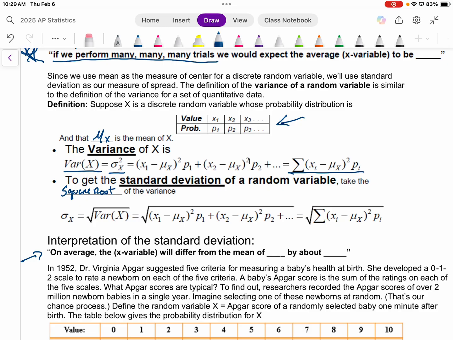The interpretation of the standard deviation: we say on average, the number of goals scored in the NHL problem will differ from the mean of, we state what the mean is, and then by about, well, what is the standard deviation? So that's our little phrasing we try to memorize and recite as we do a free response. We're also looking for those as the key way on the multiple choice to pick answer choices.